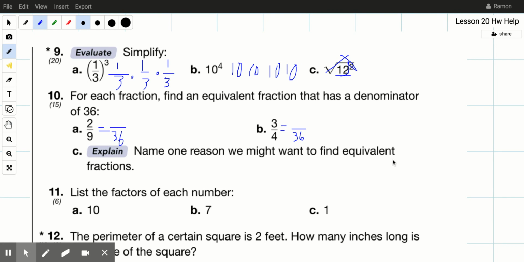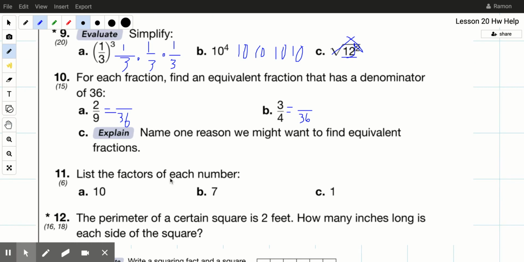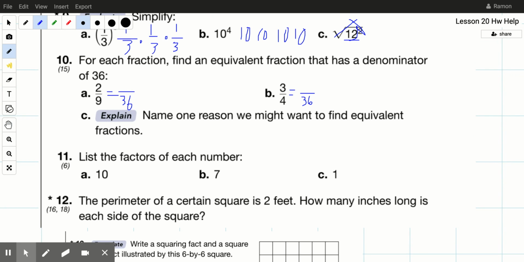Name one reason we might want to find equivalent fractions. Well, to add them, for one. Subtract them is another. Make sure we're looking at things evenly. Just, whatever reason you think fits the description.